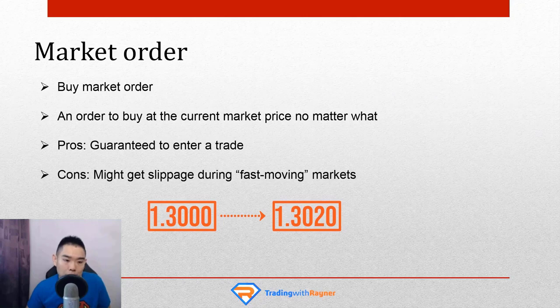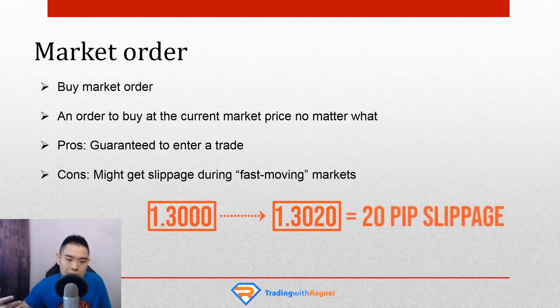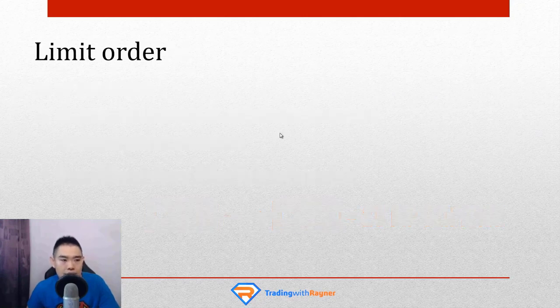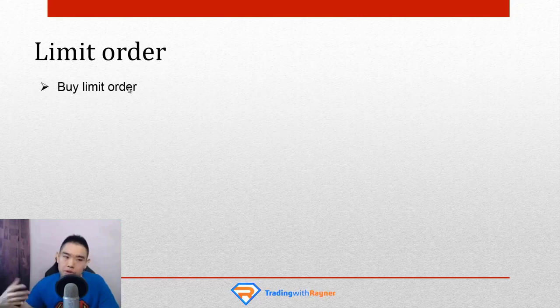So instead of buying at 1.3000, you end up buying at 1.3020. A slippage of 20 pips. So in other words, you're paying 20 pips more than you expected. Okay, so this is a market order. The other type of order, right, is the limit order. So again, let's talk about a buy limit order. Sell limit order is just the opposite.